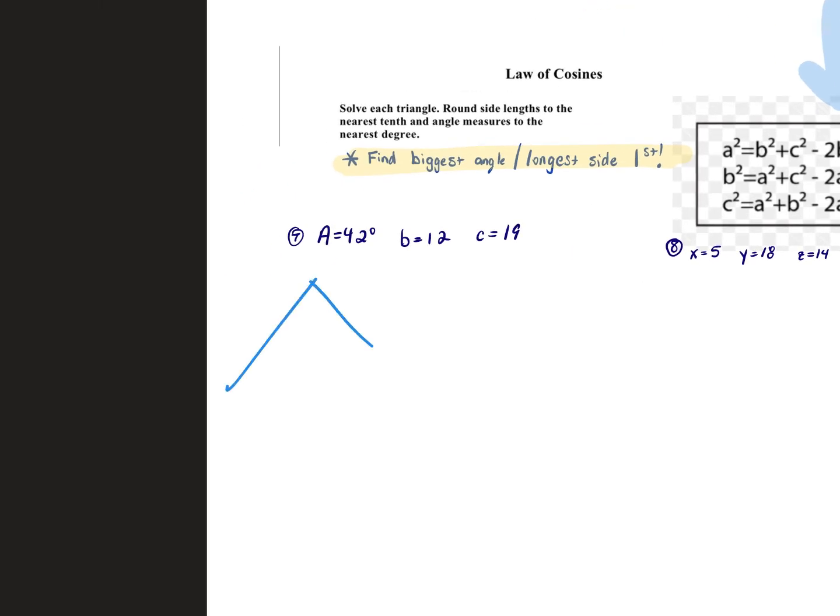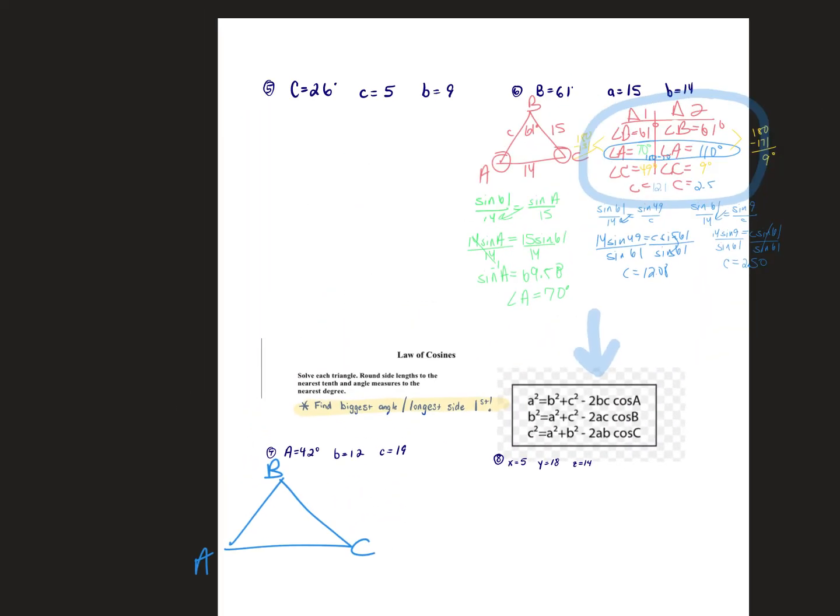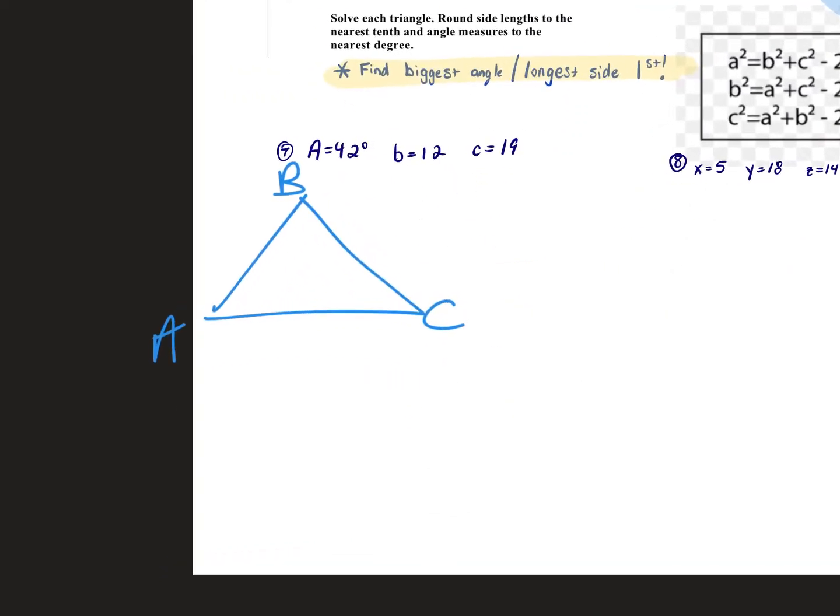So, draw your triangle, A, B, and C. Angle A is 42 degrees. Angle B, we don't know, but we know that side B is 12. Angle C, we don't know, but we know that side C is 19. Even if I didn't tell you guys to use the law of cosines, would you be able to use the law of sines to solve here? No, because we need to find side A, angle B, and angle C.